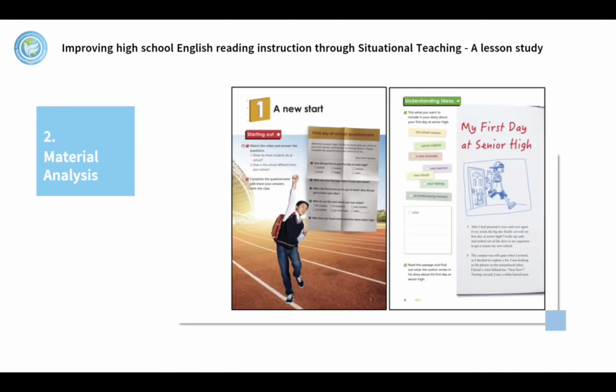And firstly, as for the material analysis, this lesson is the second class of Unit 1, A New Start, in the Senior High School Compulsory Volume 1. The content of this class is based on the theme of the unit, A New Start, and is adapted from the Story in Understanding Ideas section of the textbooks. It presents a situation where Meng Hao is filled with complex emotions on his first day of the senior high school. And this article is in the form of a diary.